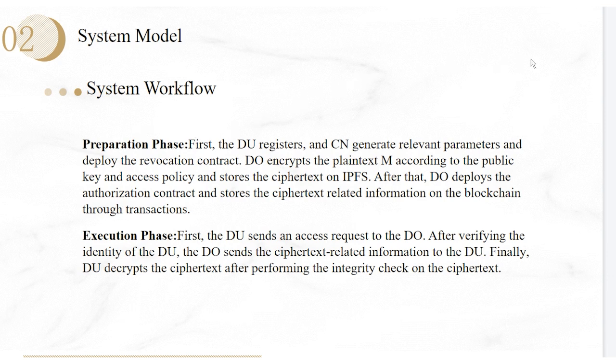First, the data user registers and consensus nodes generate relevant parameters and deploy the revocation contract. Data owner encrypts the plain text message according to the public key and access policy and stores the ciphertext on IPFS. After that, data owner deploys the authorization contract and stores the ciphertext related information on the blockchain through transactions.